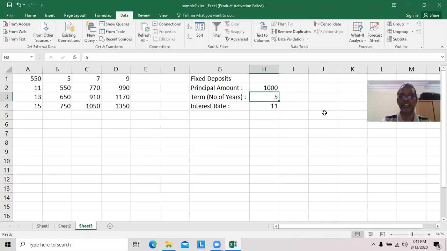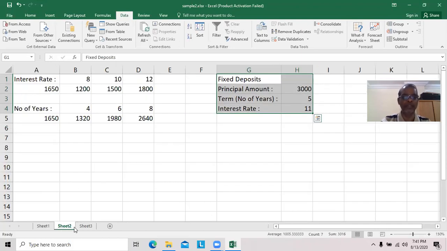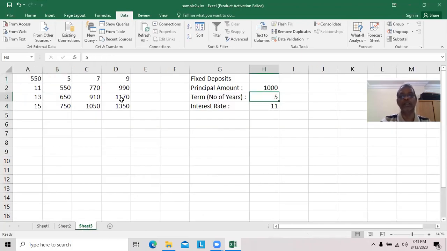This is called a data table. In data table, we are having two concepts: one variable data table and two variable data table. In one variable data table, again two concepts: one variable data table, column oriented, and one variable data table, row oriented. This is the two variable data table.